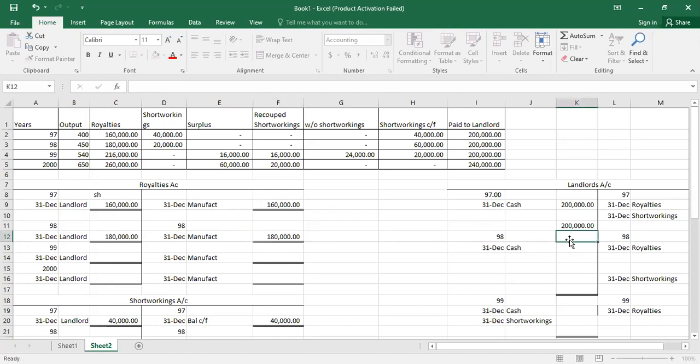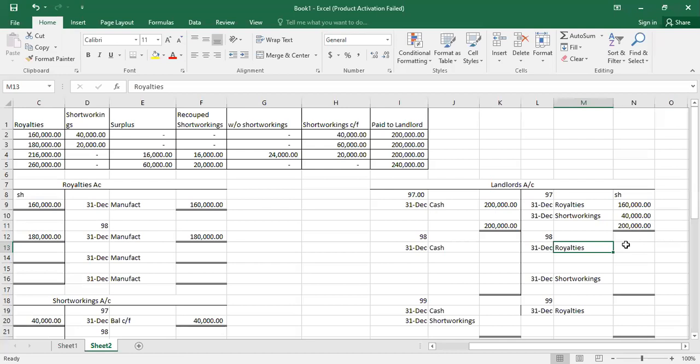180,000. So royalties, 180. The cash to be paid is 200,000, and there's a shortcoming of 20,000. So you can see with the table, it's easier to close, isn't it? Yes.